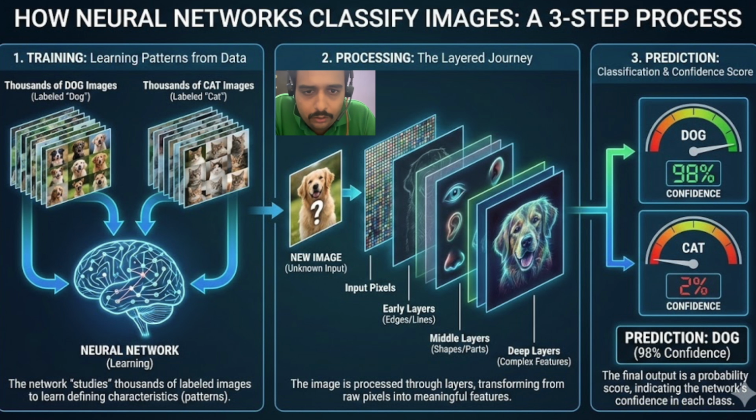For example, if we train the neural network on thousands of dog and cat images, and then I give it a new image, this network, with its learned patterns, can predict if it is a dog or a cat with some confidence. So the score tells us how confident it is that it's a cat.